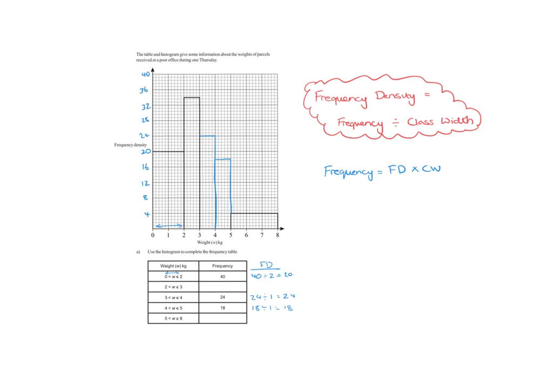So lastly, I just need to complete my frequency table. So I'm going to calculate the frequency from each bar. So between the 2 and 3, my height of my bar is 34. So 34 times 1 is 34. And lastly, my end bar is 3 wide and 4 high. So 3 times 4 is 12. So there's my final frequency.